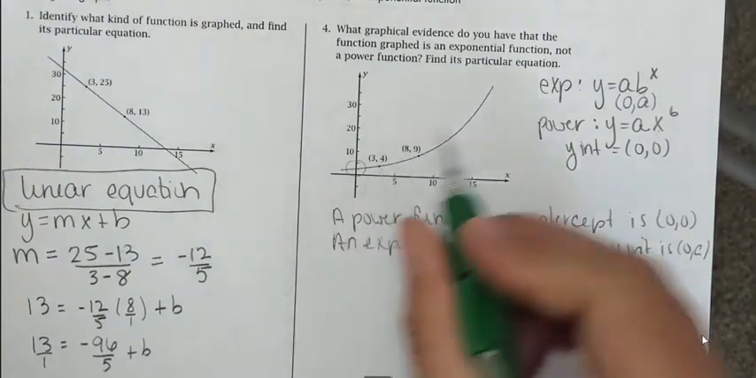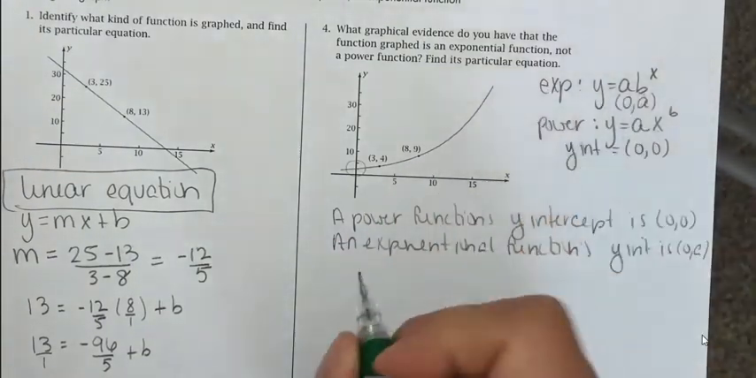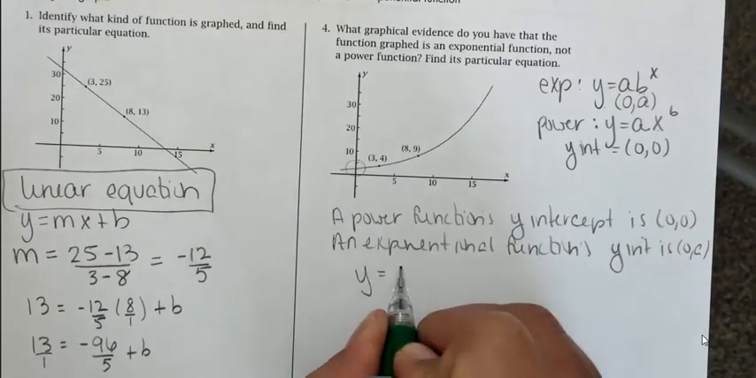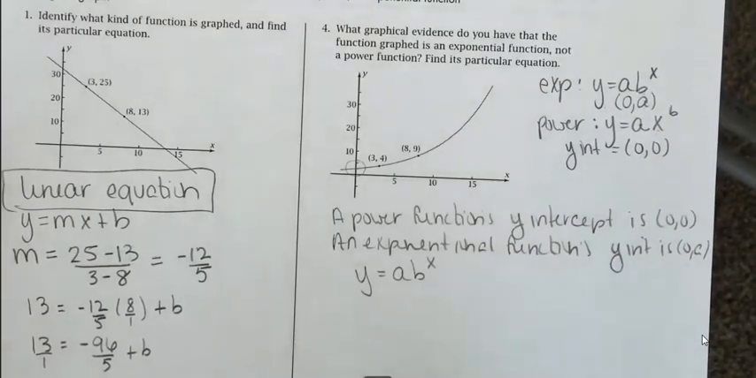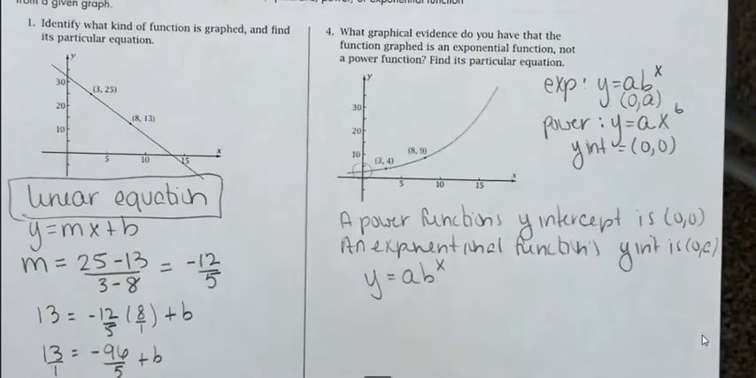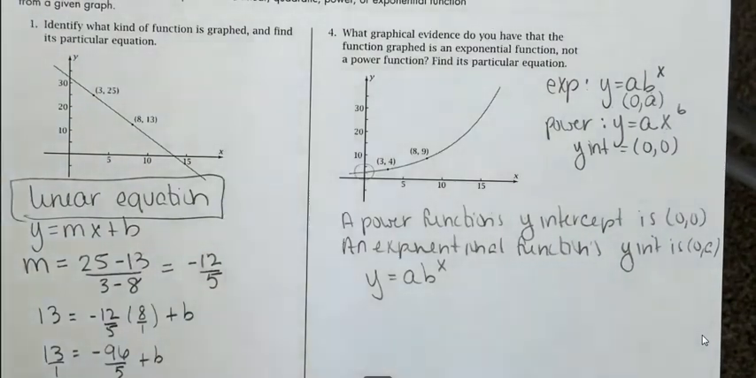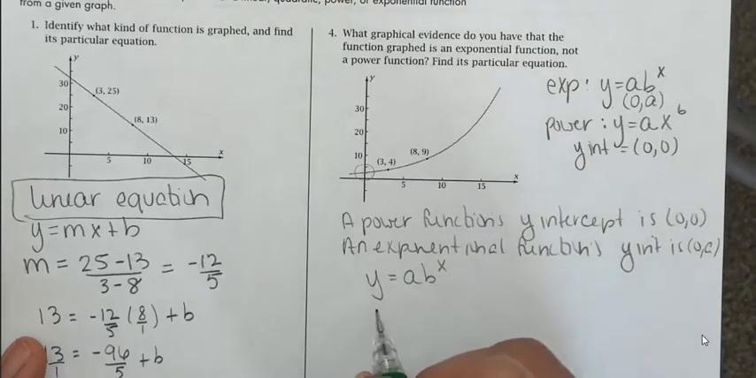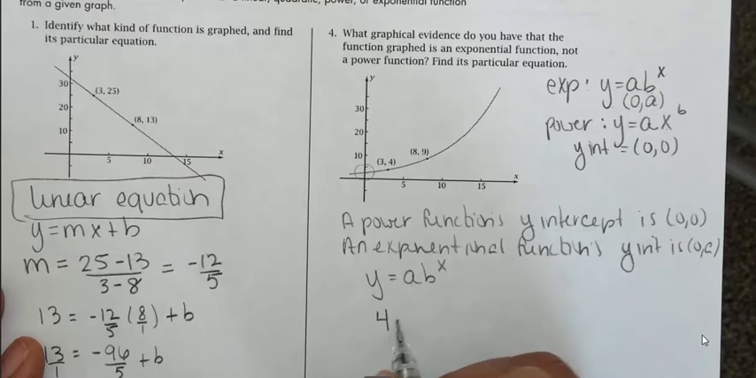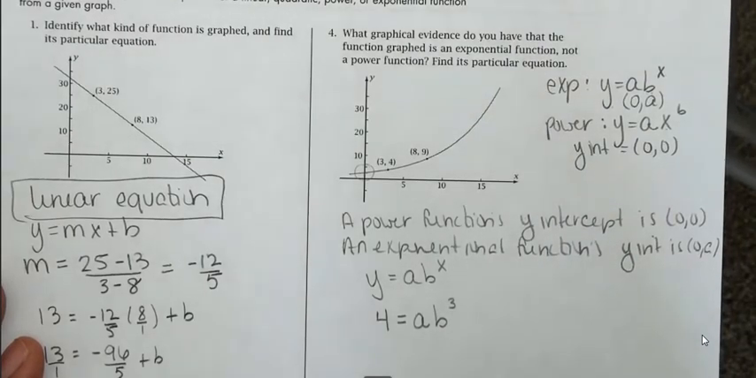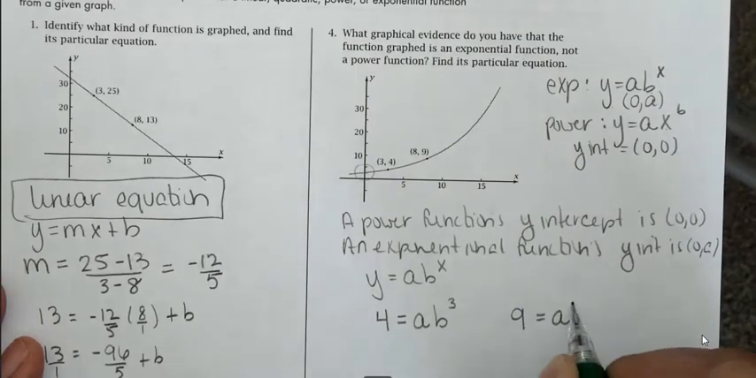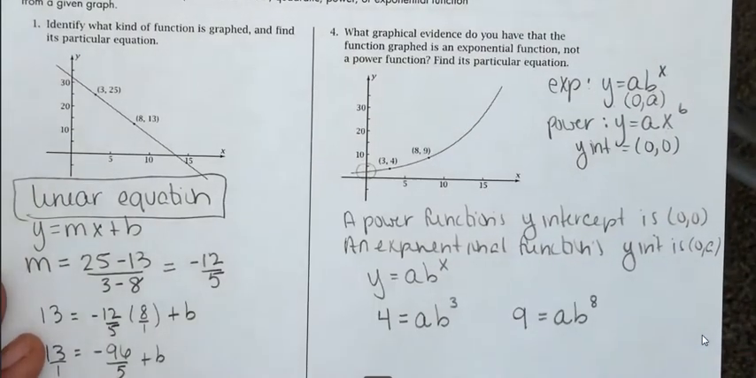So we have 2 points. We're going to use our exponential function, which is y equals a times b to the x. Now we have 2 points, so we can come up with 2 equations and use some substitution to actually come up with our final equation of this function. So our first one will be that I've got 4 equals a times b to the 3rd power. And our other equation is 9 equals a times b to the 8th power.